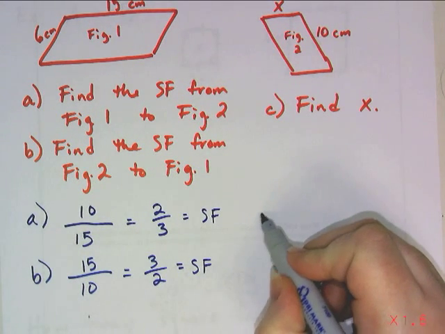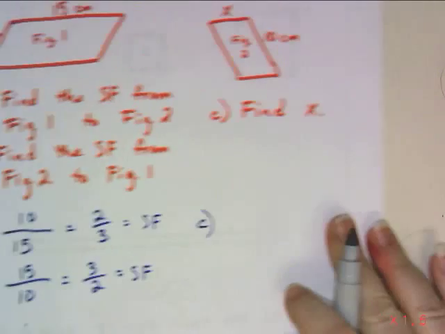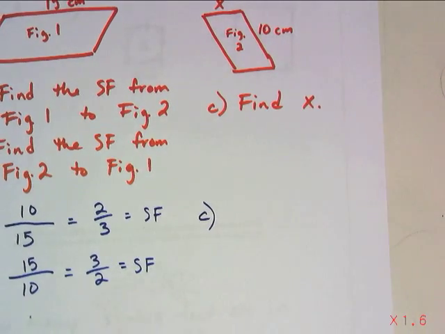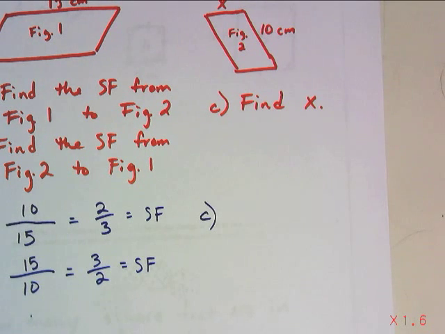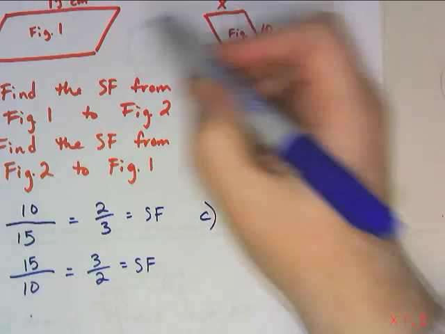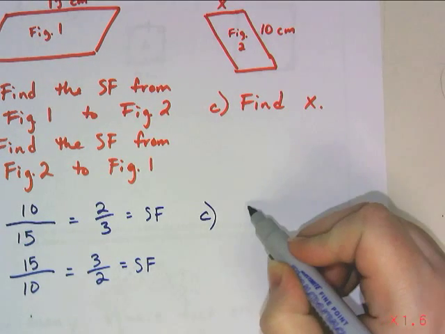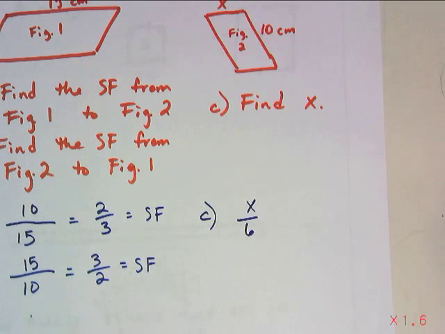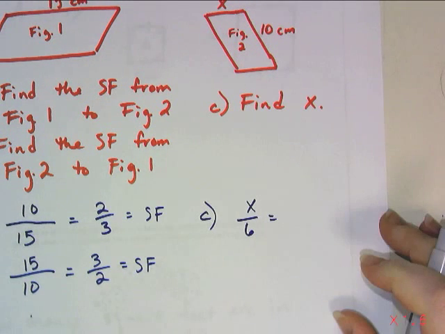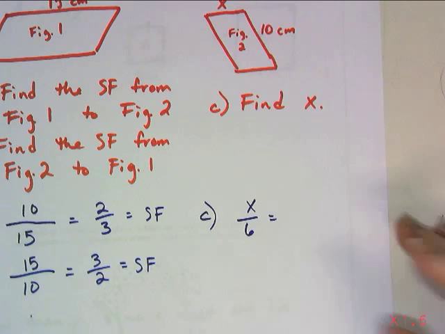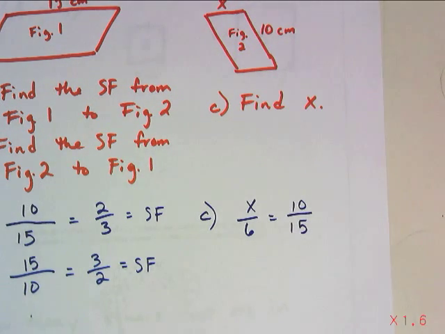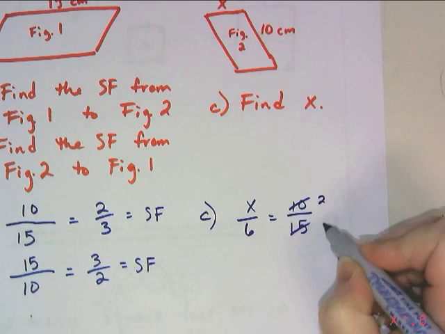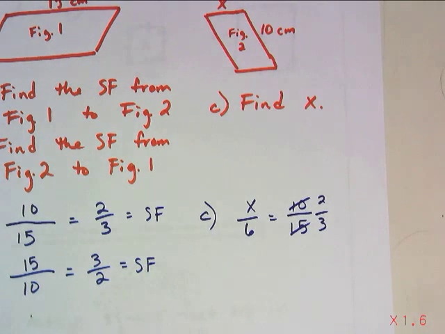Last but not least, we need to find the value of x. So I can take that pair of corresponding side lengths, or its reduced version, that scale factor, and use it to make a proportion to find x. I know x matches with 6. Now I need to create an equivalent ratio on the other side, and I can do 10 with 15. If you'd rather use the reduced version of 2 over 3, no problem.